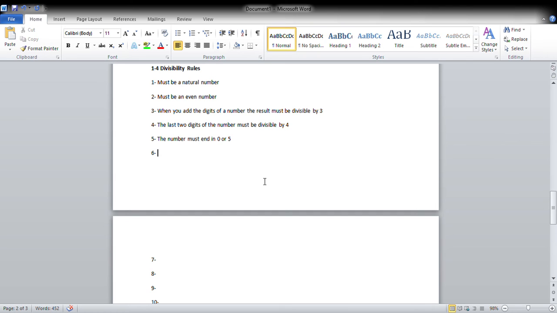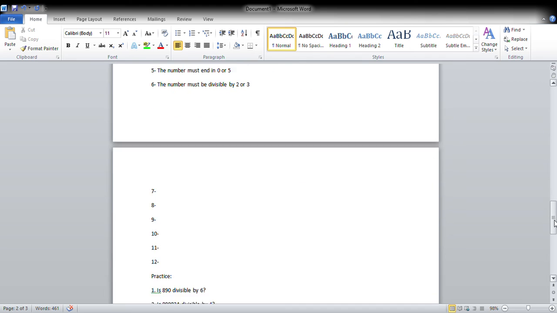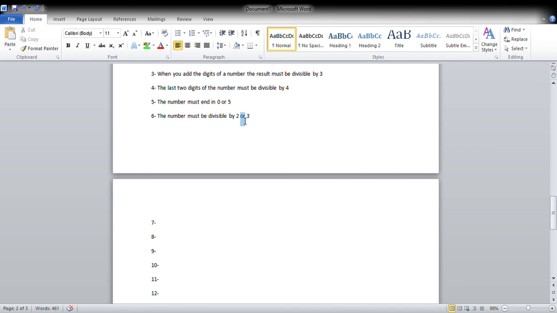6 is the number must be divisible by 2 and 3. So you must check using these two divisibility rules. So it's the combination of the divisibility rules of 2 and 3. Sorry, I put or? It's and.